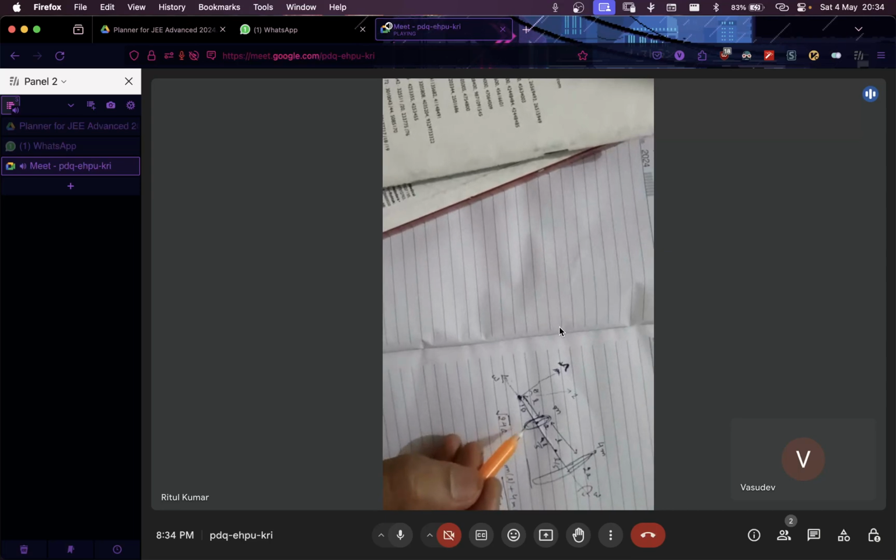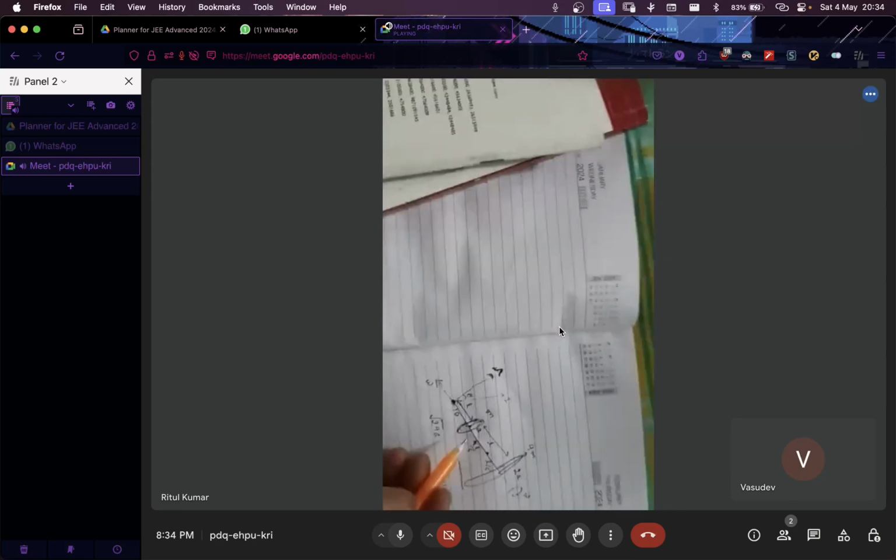This angle is 90, right? So we'll get from here cos theta as L divided by the hypotenuse, the square root of L square plus A square. So cos of the angle theta is L divided by under root of 5a.